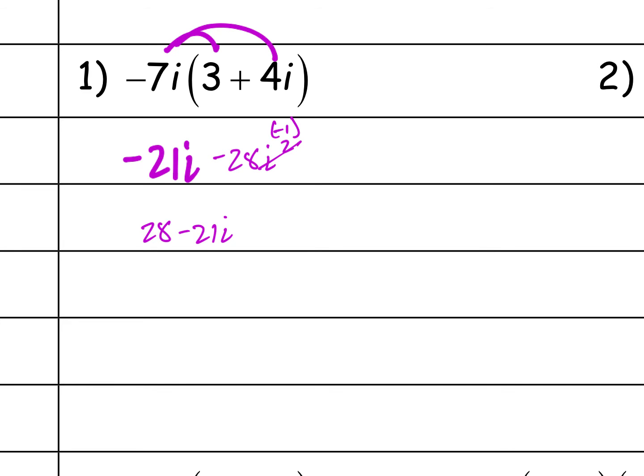Questions? Okay. It's negative 1. Yeah, it's i squared, so then it just cancels out. Yeah, negative 28 times negative 1 is positive 28. Okay, that makes sense.